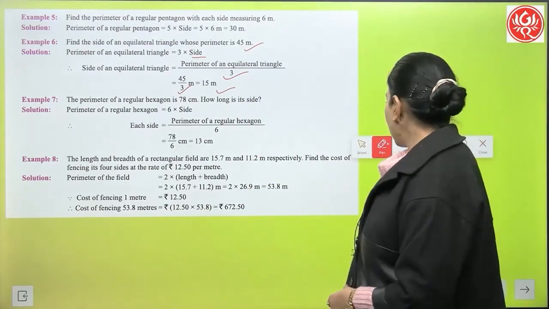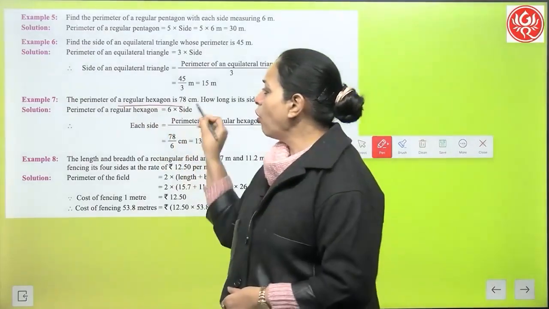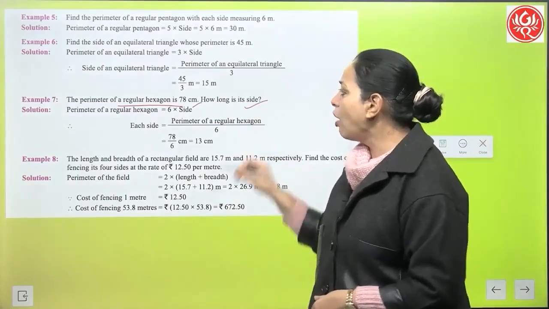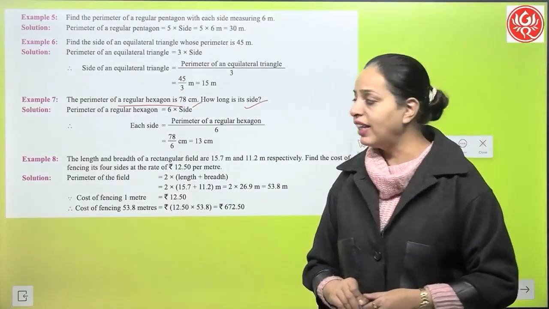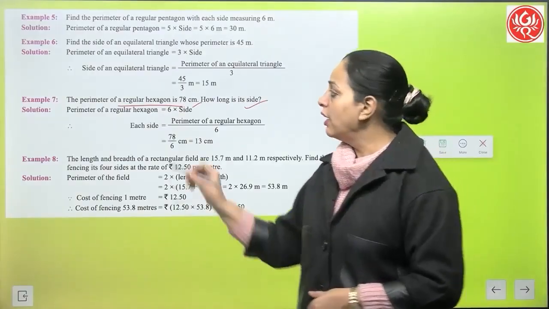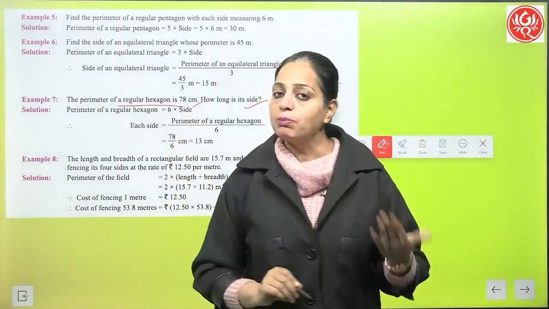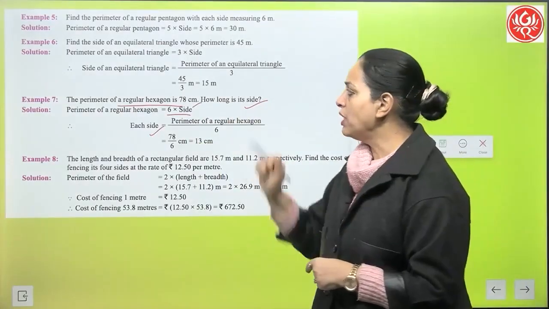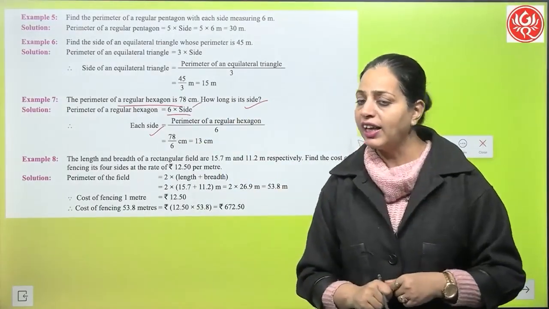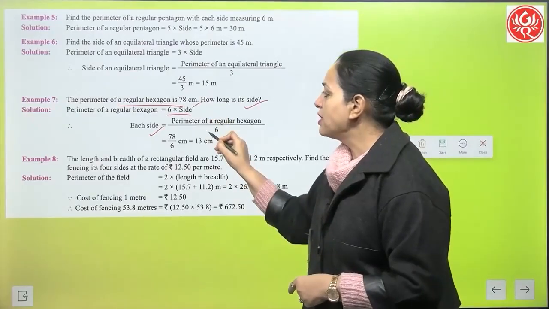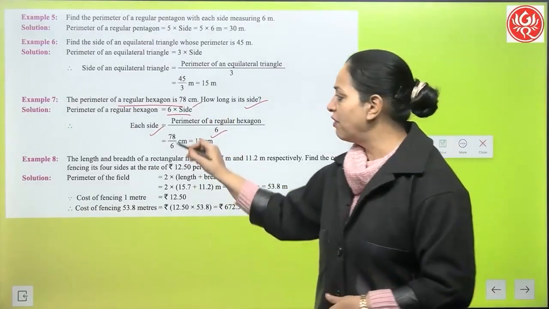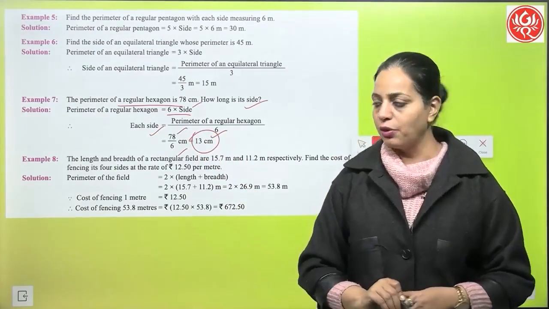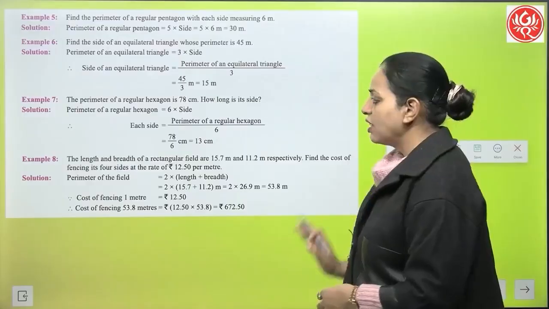Okay. Now example 7. The perimeter of a regular hexagon is 78 centimeter. How long is its side? So you know very well regular hexagon है. Its perimeter is 6 into side. Now we know perimeter, we have to find out the side. So side is perimeter divided by 6 means 78 upon 6 yani 13 centimeter. Okay. I hope this is clear to you.